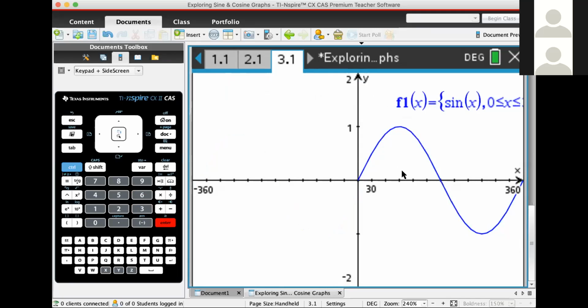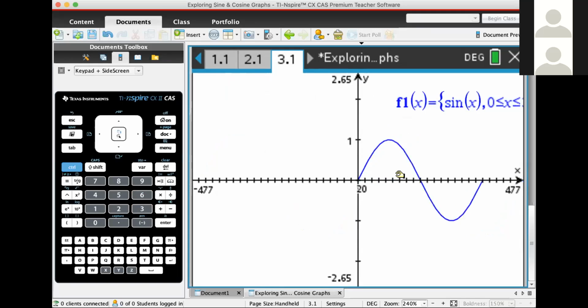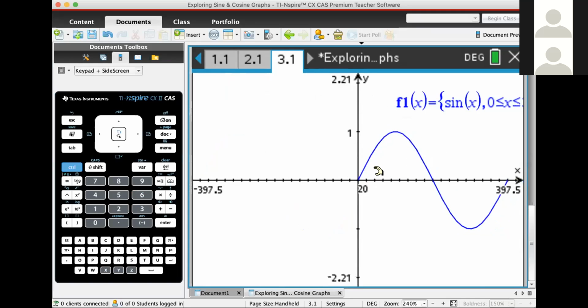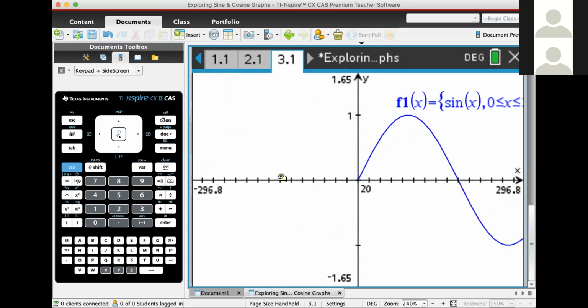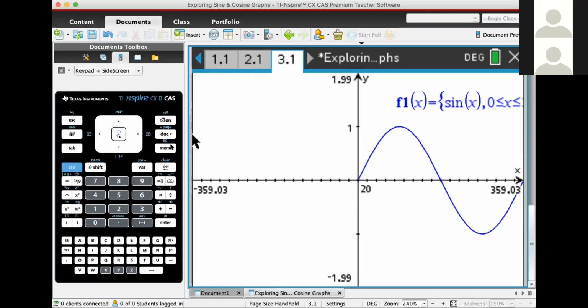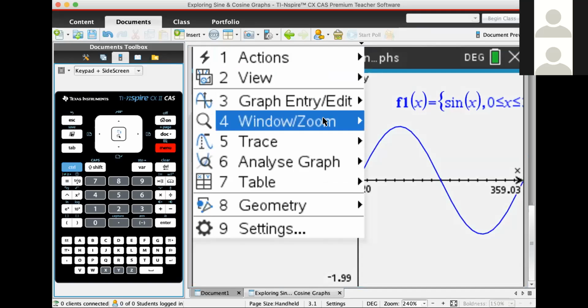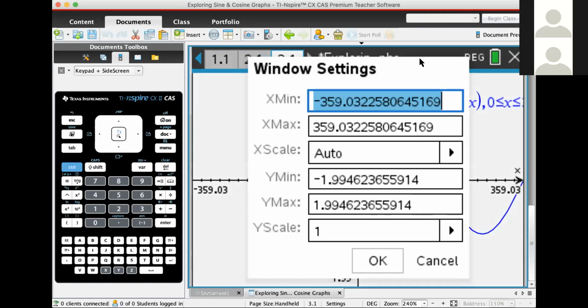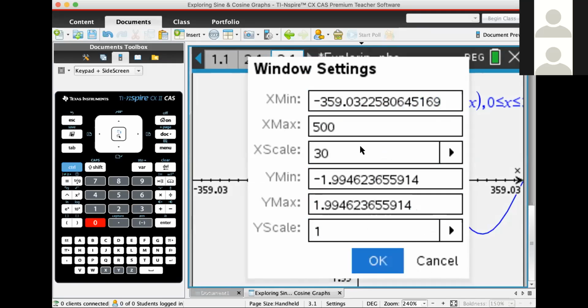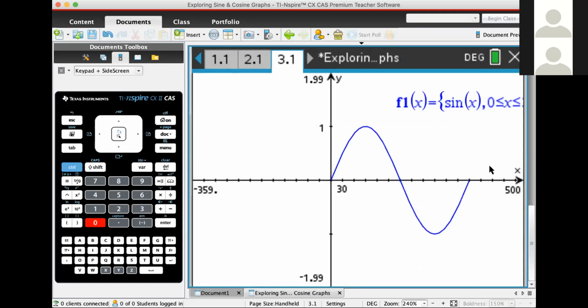And guess what? If I even shift the graph a little bit to the right. You know what I'm trying to do, right? Let's change the zoom settings to include something on the right instead of 360. Let's make it 500. For the x scale, let's bring it down to 30. All right, can you see that? On the right hand side also it's cut.